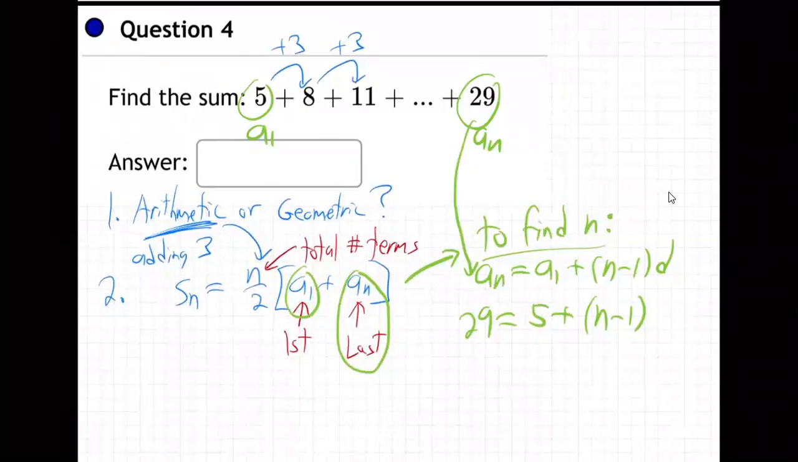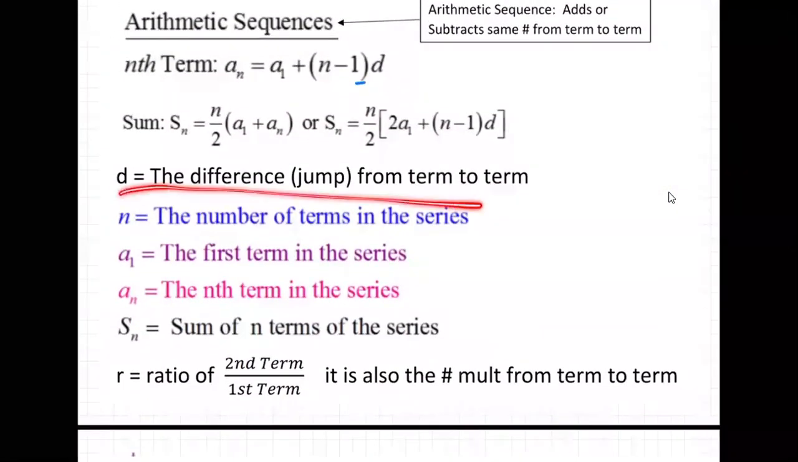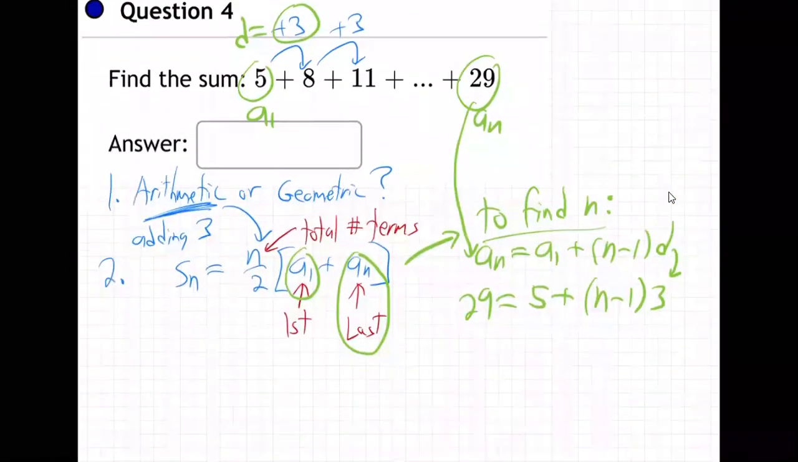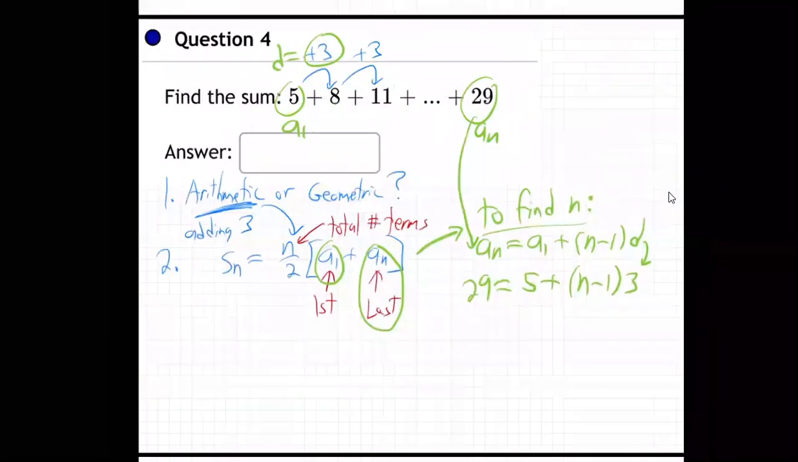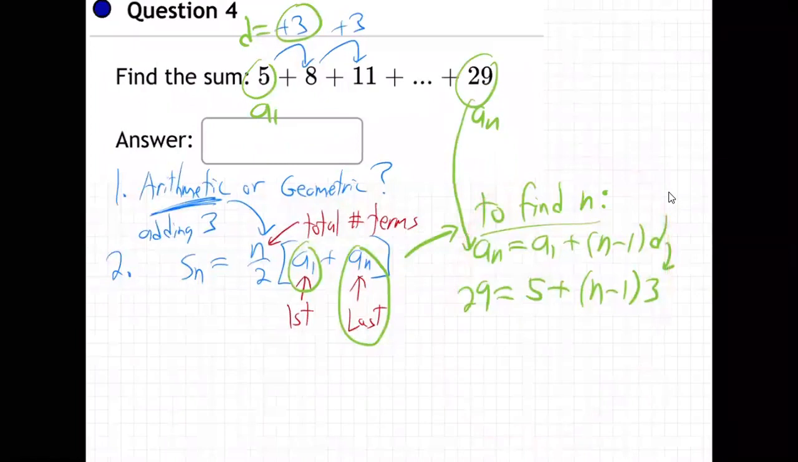What's d? D is 3. It's the difference from term to term. It's right here in the notes. D is the difference or the jump from term to term. So, all right, I'm having to use two formulas. I'm having to go over here. This is hard work. To go over here on the side and first figure out n. I'm trying to find n, right?